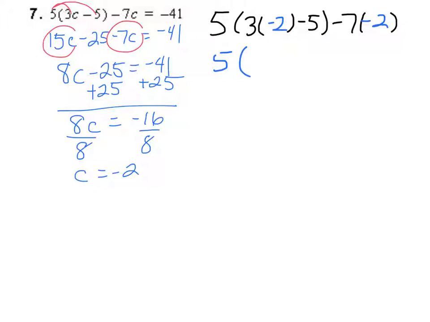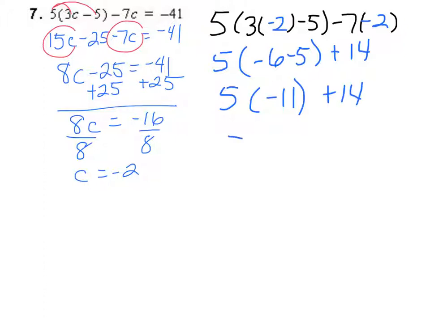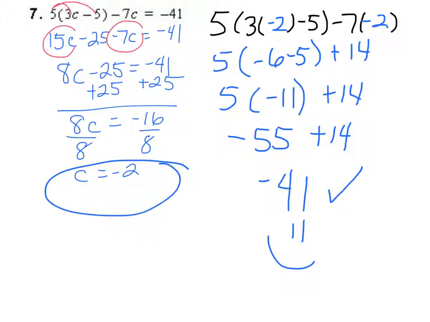And then we're just going to do our order of operations and make sure we get negative 41. Negative 3 times negative 2 is negative 6 minus 5. Negative 7 times negative 2 is plus 14. So we have 5 times negative 11 plus 14, negative 55 plus 14. And thankfully, negative 55 plus 14 is in fact negative 41. So I know my check step worked, and my answer is correct.